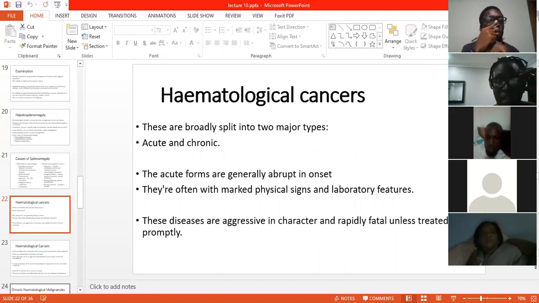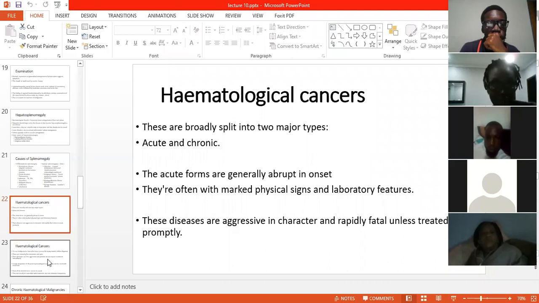So for the cancers, there are two major types. We have acute and chronic hematological cancers. The naming has to do with the timing. So the acute forms are abrupt in onset, and then the chronic ones take a longer course. And usually these cancers are very aggressive in nature.